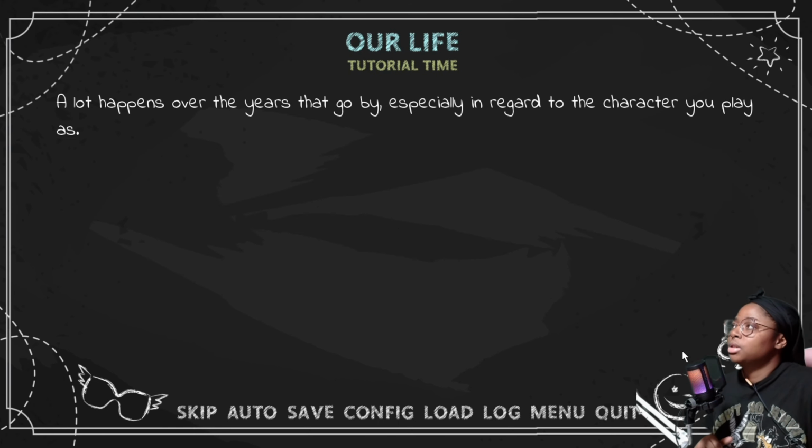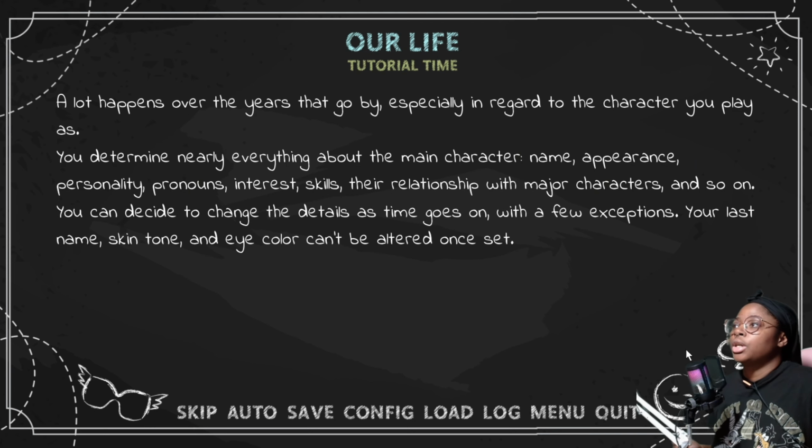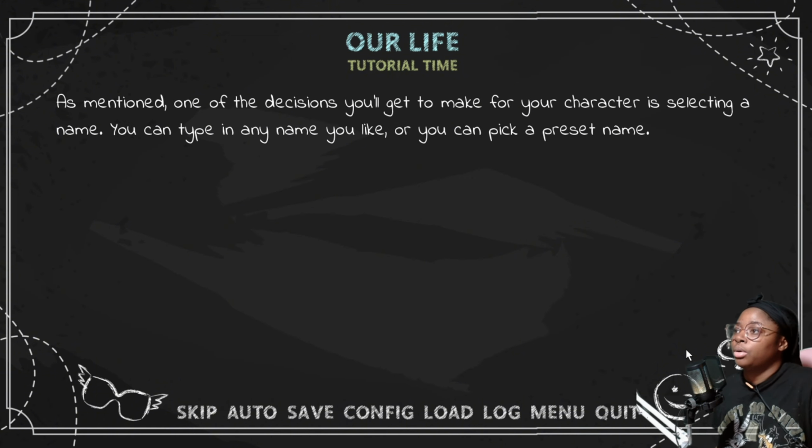It doesn't include moments. A lot happens over the years that go by, especially in regard to the characters you play as. You determine nearly everything about the main character: name, appearance, personality, pronouns, interests, skills, their relationship with major characters, and so on. You can decide to change details as time goes on, with a few exceptions. Your last name, skin tone, and eye color cannot be altered once set. Much of MC's basic traits are determined on the character creation screen. As the MC grows up, more options become available on screen.